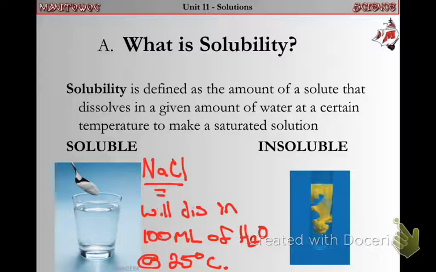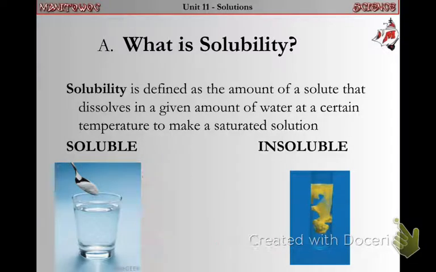There are solids out there that are insoluble, and one of those examples is shown in the bottom right hand corner of the video. This is an example of lead chloride, PbCl2. In the case of lead chloride, it is not soluble, so it will not disappear. It will not dissolve in 100 milliliters of water at 25 degrees Celsius. Instead, it forms this yellowy substance, and that's actually known as a precipitate.